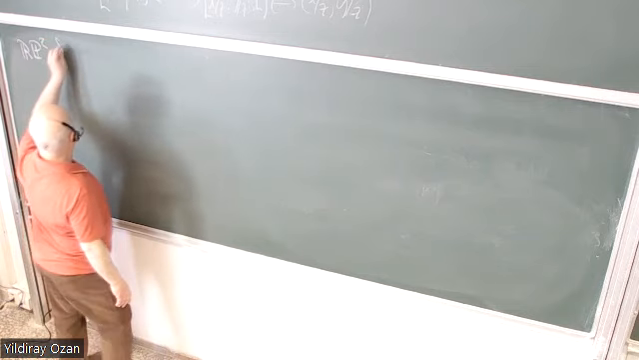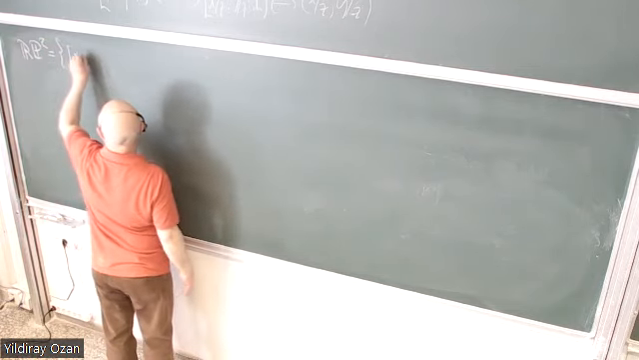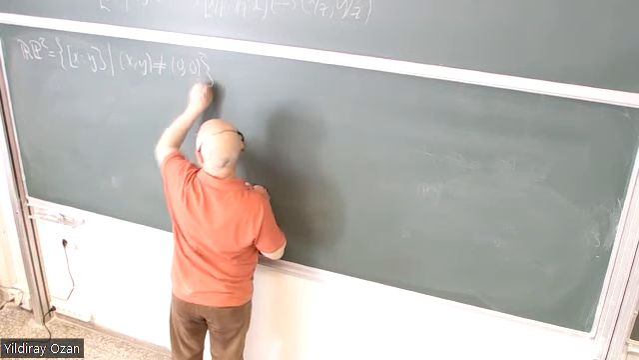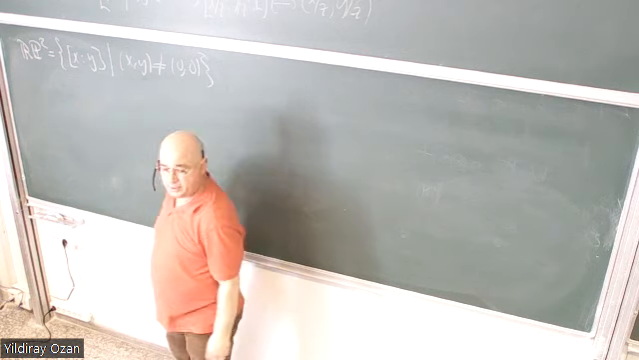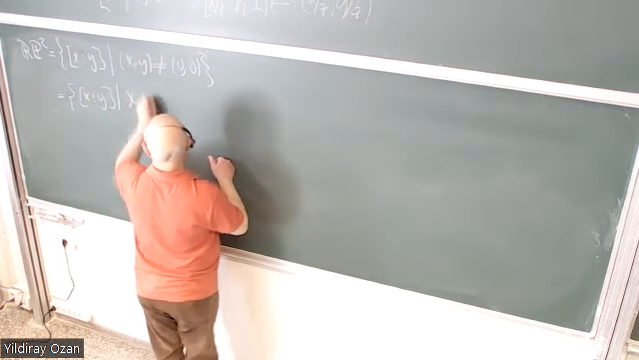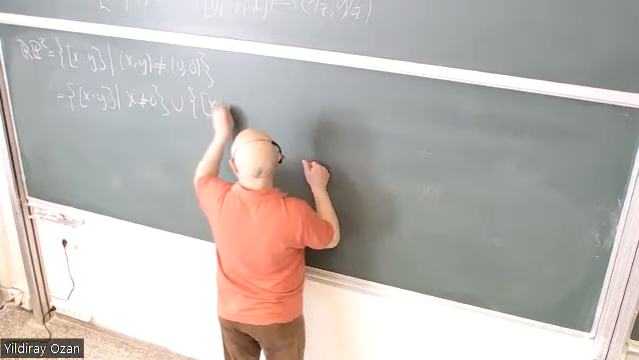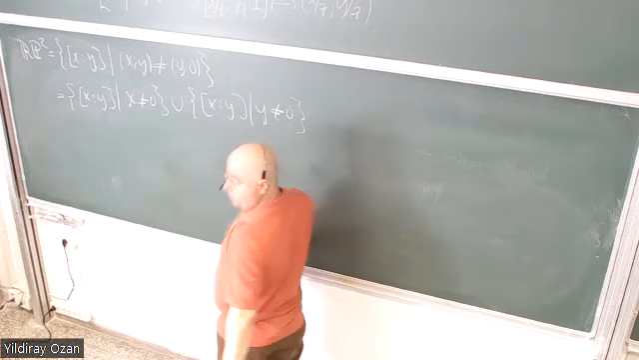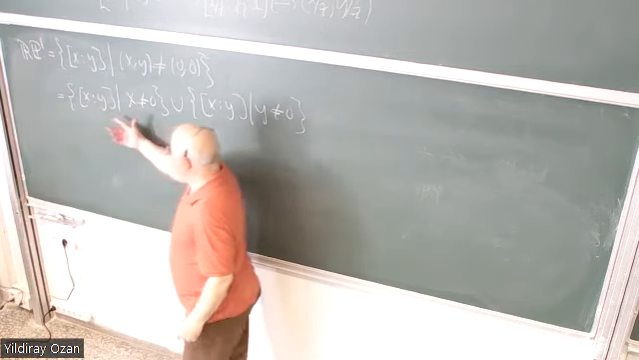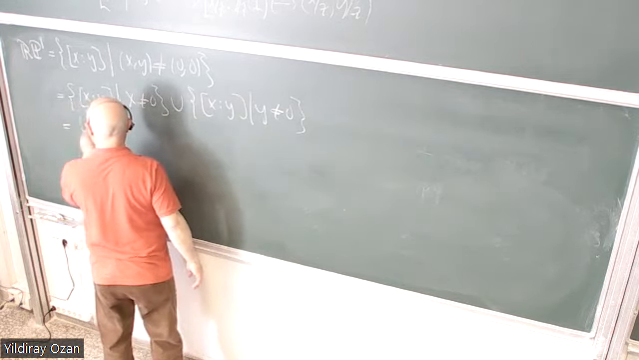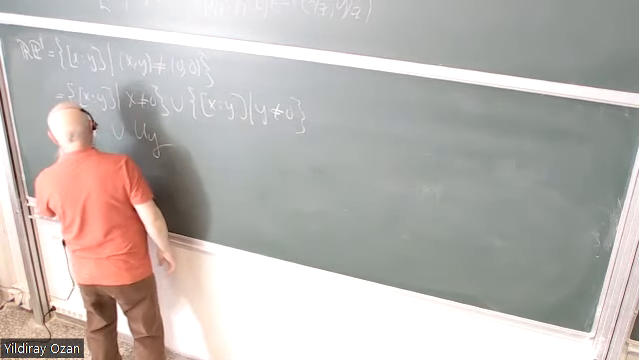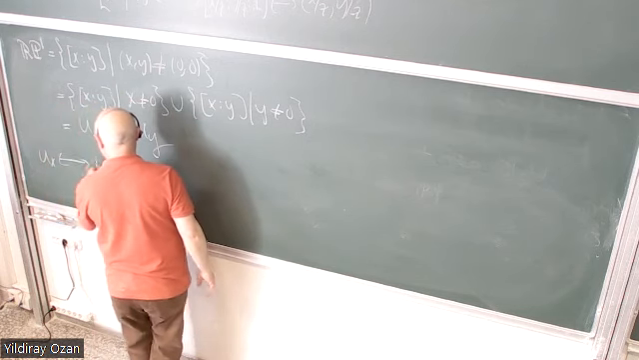So for RP2, in homogeneous coordinates, points are like this, and this is not the origin, right? I can write this again like this, (x, y), where either x is not zero or y is not zero. RP1 is just again U_x union U_y, right? And U_x again corresponds to the real line.